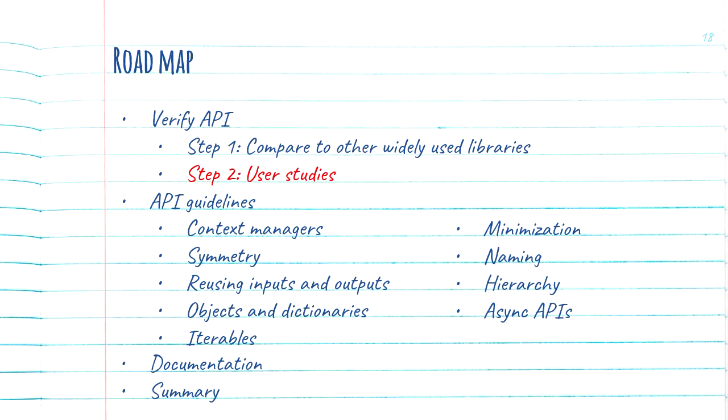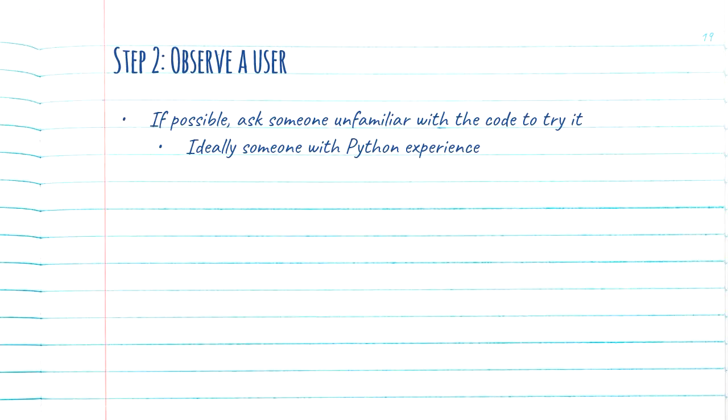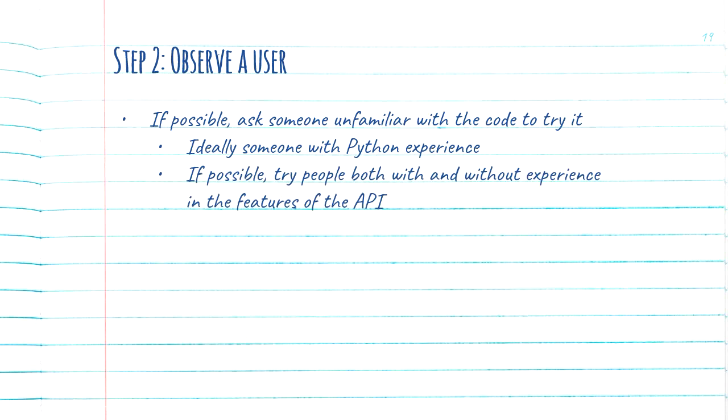Step 2, user studies. Now this can be a hugely humbling process as it challenges all the assumptions we made when we designed our API, but I highly recommend you do it. When you're observing a user, if possible, ask somebody to try out your code who has no familiarity with how the code was written. But ideally, they have some Python experience, and it's up to you whether or not they have experience with the features that your API is presenting.